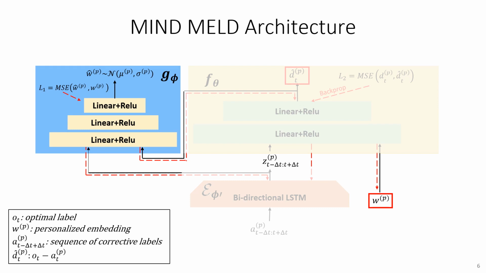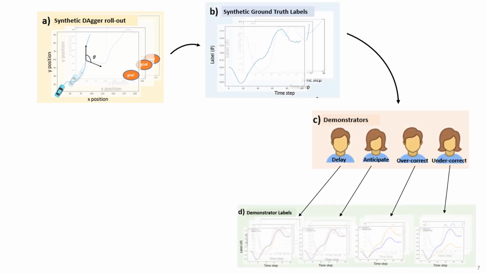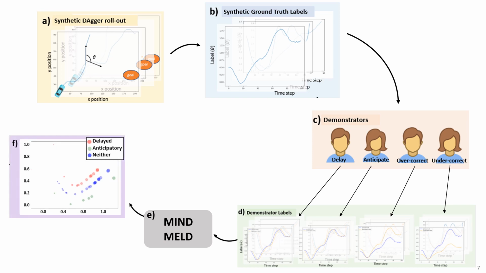To test the ability of our architecture to learn suboptimal demonstrator styles and improve suboptimal demonstrations, we create a synthetic experiment with synthetic policy rollouts, demonstrators, and corrective demonstrations, which we utilize to train our MELD architecture. In our experiment, we show that similar demonstrators tend to cluster together, suggesting that our architecture is able to learn meaningful embeddings. Additionally, we find that we are able to improve upon the suboptimal corrective labels by 55%.